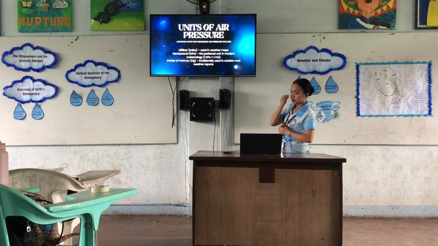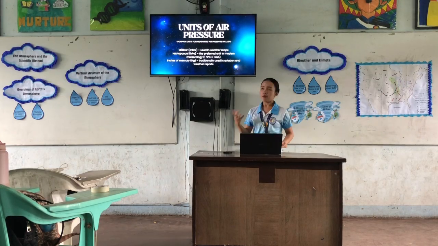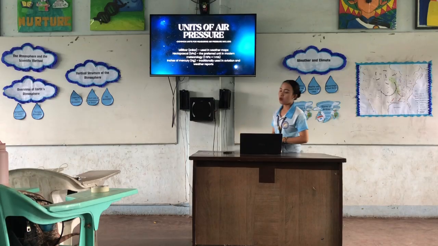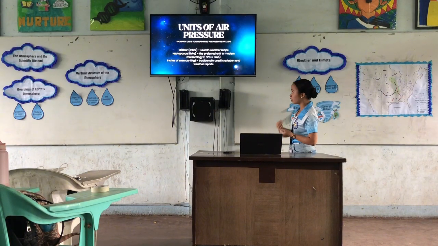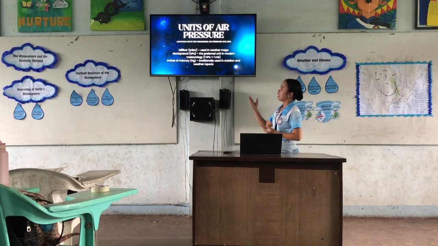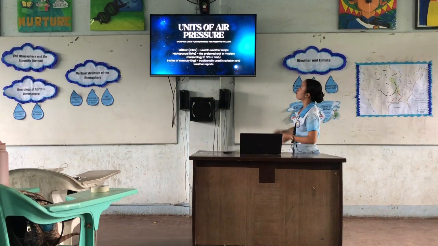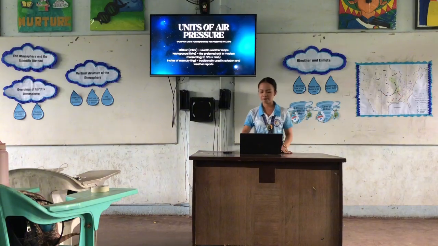Now, units of air pressure. These are the common units for measuring air pressure. First, the millibar, which is used in weather maps. Second, the hectopascal, which is the preferred unit in modern meteorology. One hectopascal is equal to one millibar. And lastly, the inches of mercury, which is traditionally used in aviation and weather reports.